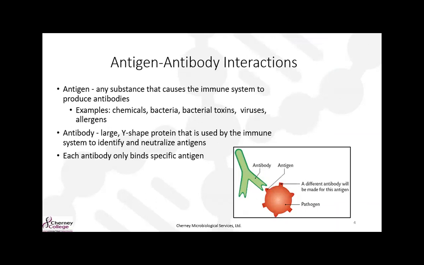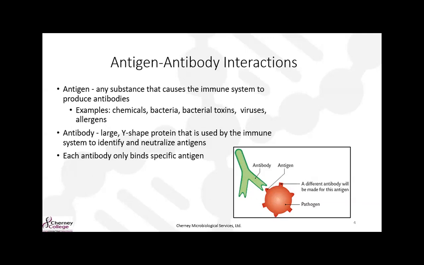So let's jump in with antigen-antibody interactions. These types of interactions take place within the human body all the time. Let's back it up and define further what antigen and antibody means. An antigen is any substance that causes your immune system to produce antibodies. For example, this can be chemical, bacteria toxins, viruses, or allergens. And an antibody is a large Y-shaped protein that is used by the immune system to identify and neutralize antigens.